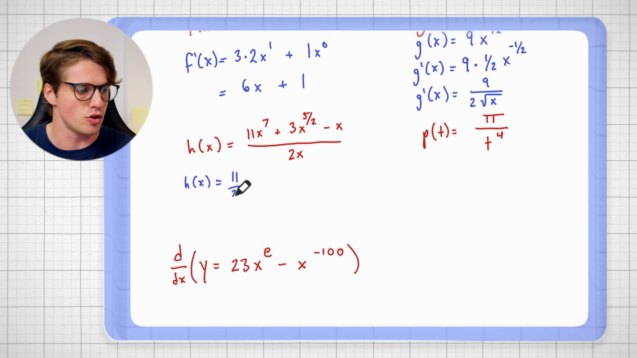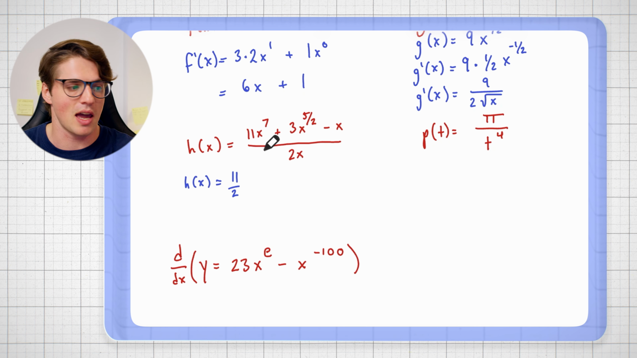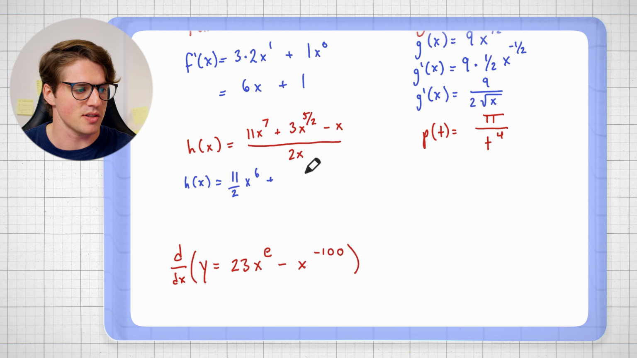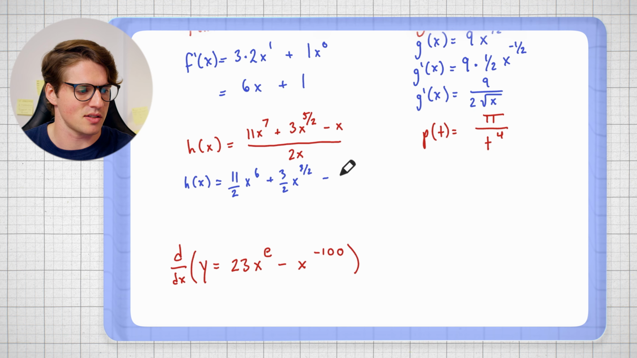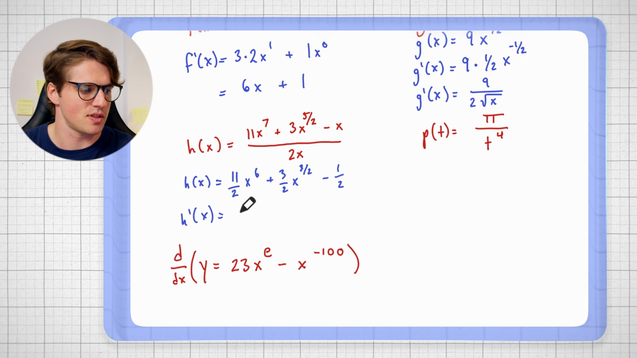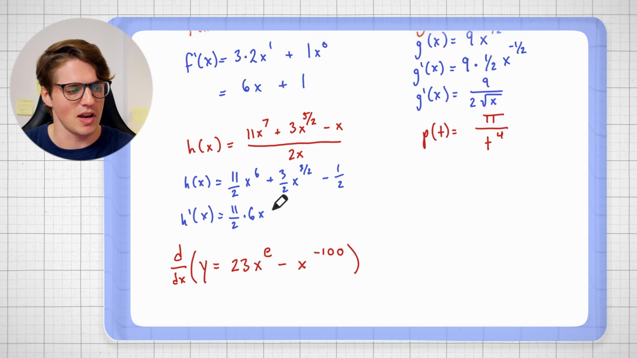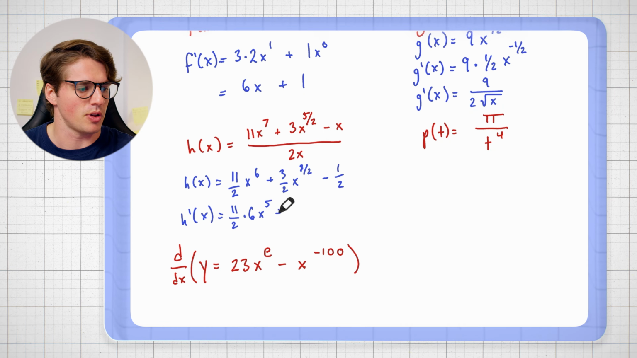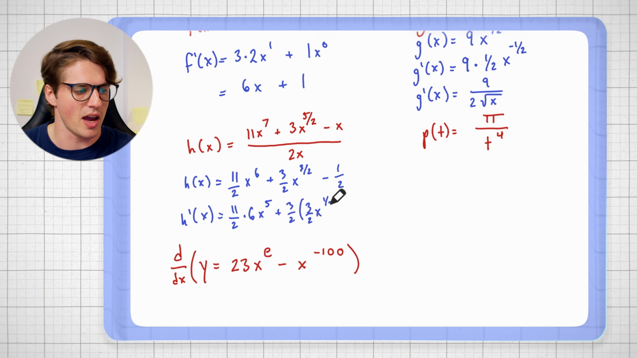So 11 over 2, x to the 7th divided by x is x to the 6th, plus 3 over 2, x to the 5/2 minus x to the 1st is 3/2, minus x over x is, well, that'll be minus 1/2. Okay, h prime then is 6 times 11/2. Well, let's write that separately. 11/2 times 6x to the 5th plus 3 over 2 times 3/2 x to the 1/2.